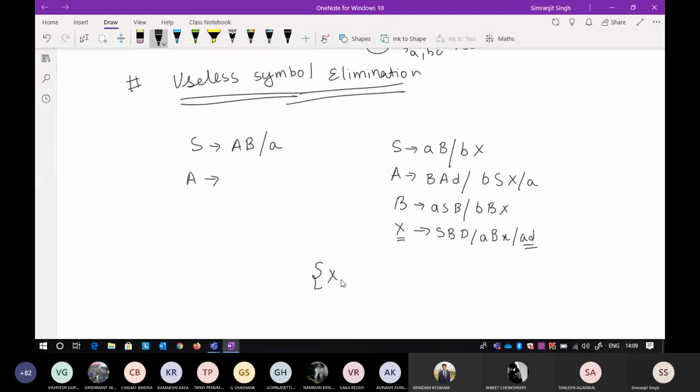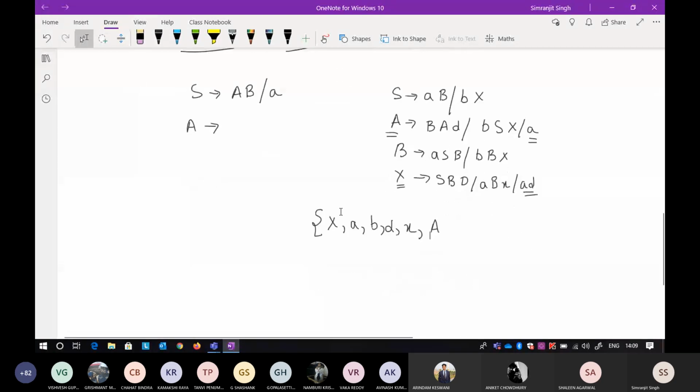This is small x. All the terminals will always be useful symbols. Here the terminals are A, B, I think D, and then there is a small x, so x is also included. Now, A is also deriving a single terminal symbol, so A is also a useful symbol. Keep that set open, because whenever you see this, it can also happen that other symbols can be included. So now I'm keeping the set open.